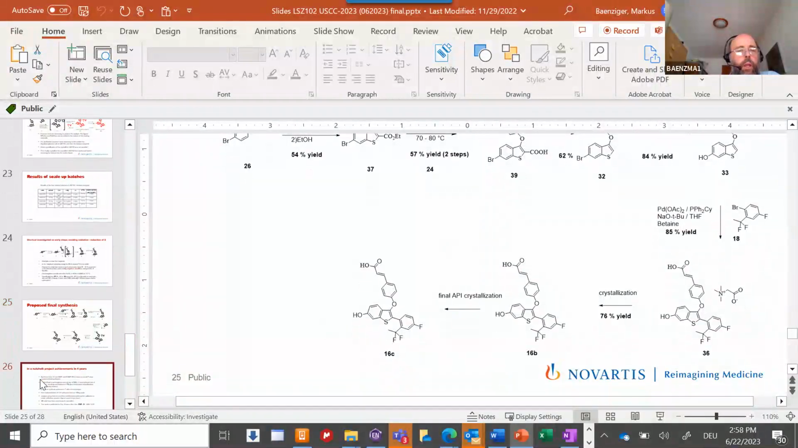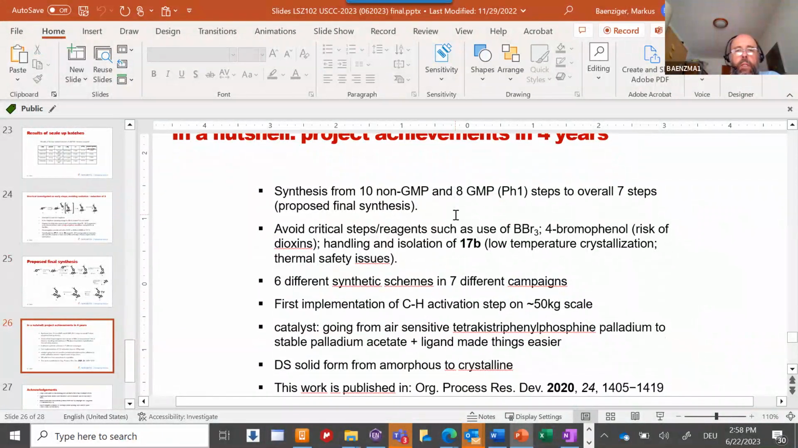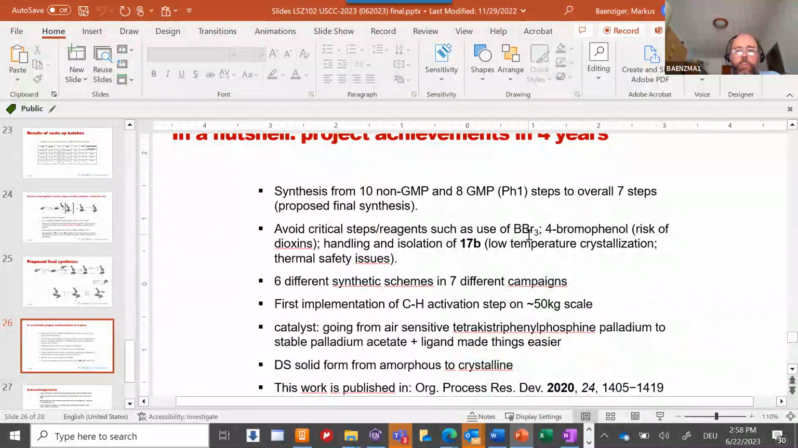So in a nutshell, the project achievements in 4 years. We started the synthesis from 10 non-GMP steps and 8 GMP steps for the phase 1 to an overall 7-step proposed final synthesis. We could avoid critical steps and reagents such as BBr3 for bromophenol with the risk of dioxin, and the handling of this boronate, which has a low temperature crystallization and thermal safety issues.